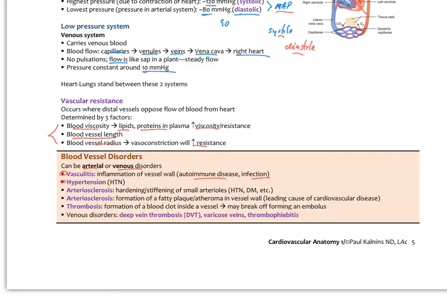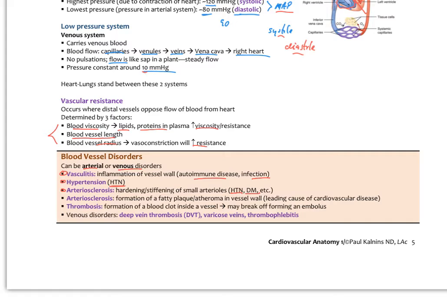Hypertension would be high blood pressure. I'm going to be using this abbreviation. So HTN means high blood pressure, hypertension. Arterial sclerosis, as I mentioned earlier, is a hardening or stiffening of the small arterioles, which can happen in hypertension and type 2 diabetes and so forth. DM is diabetes mellitus.